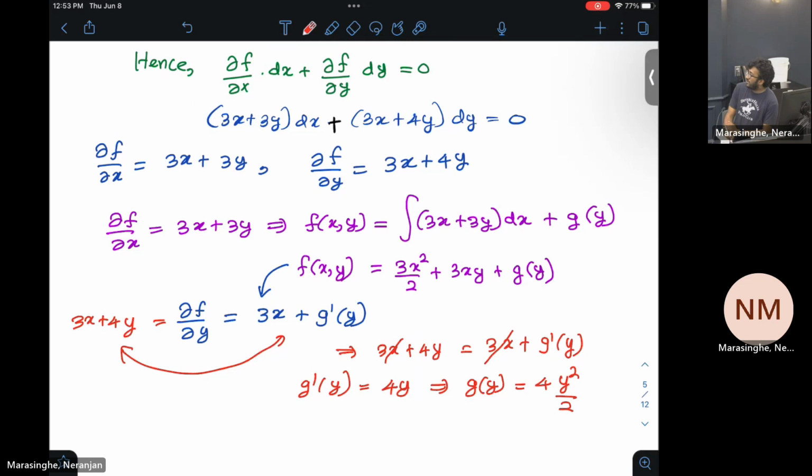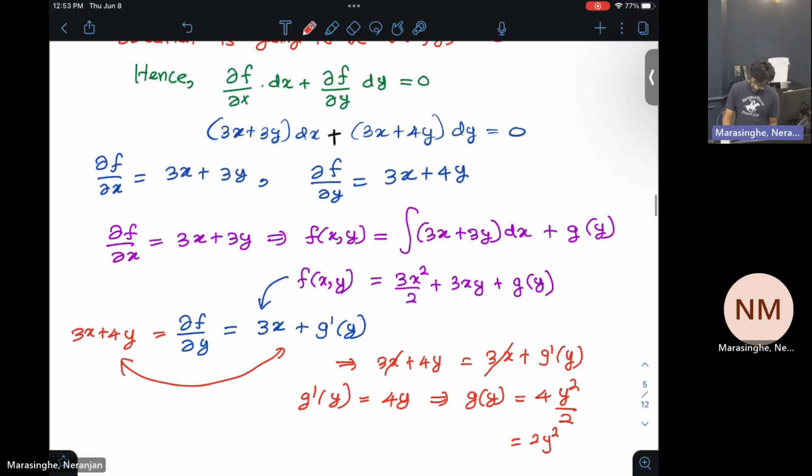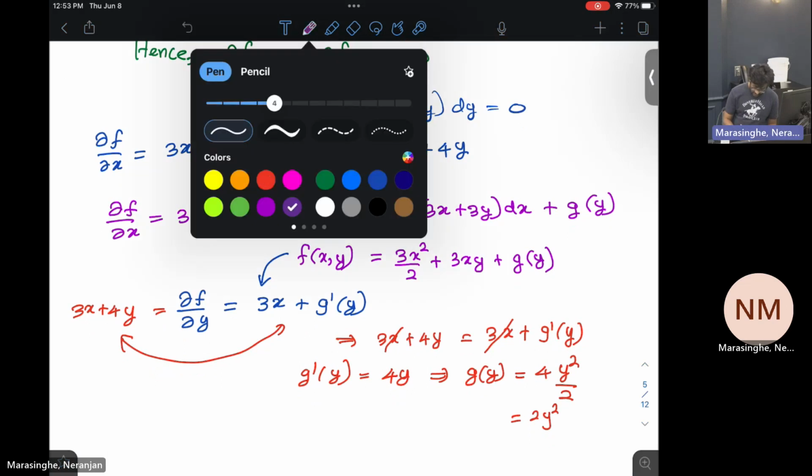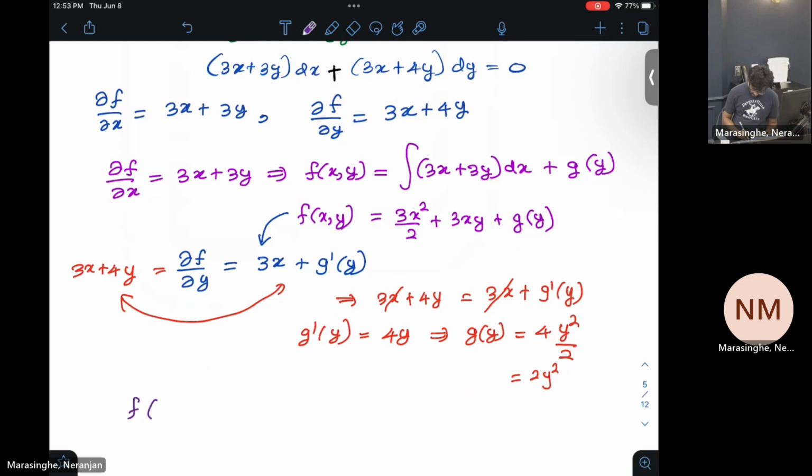Right. I get another constant, but I am not going to write that because at the end I am writing the constant. Okay. Equal to 2 times y square. Okay. Right. Now I found g(y), so I can write down my final solution. What is my final solution? It is going to be f(x,y) is equal to 3 times x square divided by 2 plus 3xy plus 2y square is equal to constant. Okay.